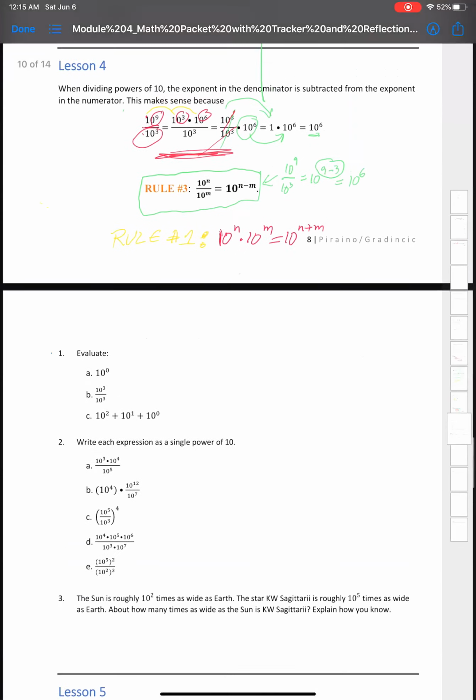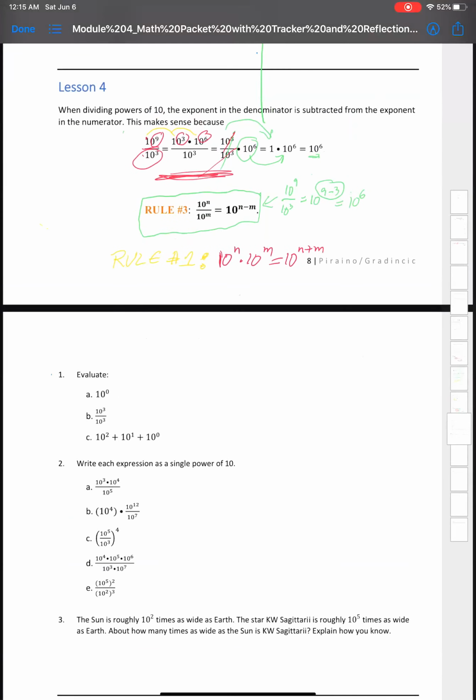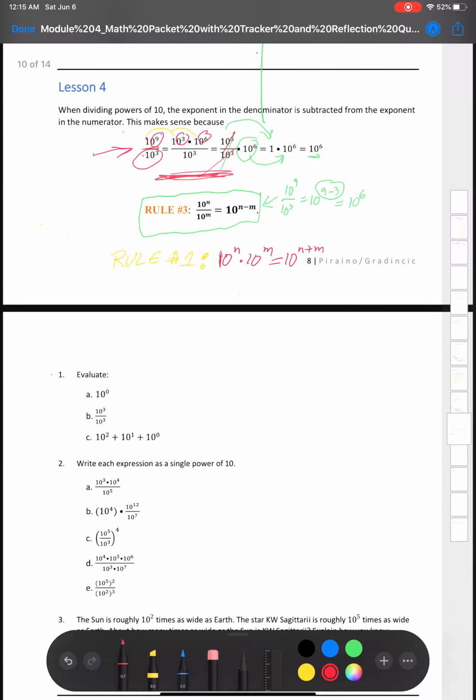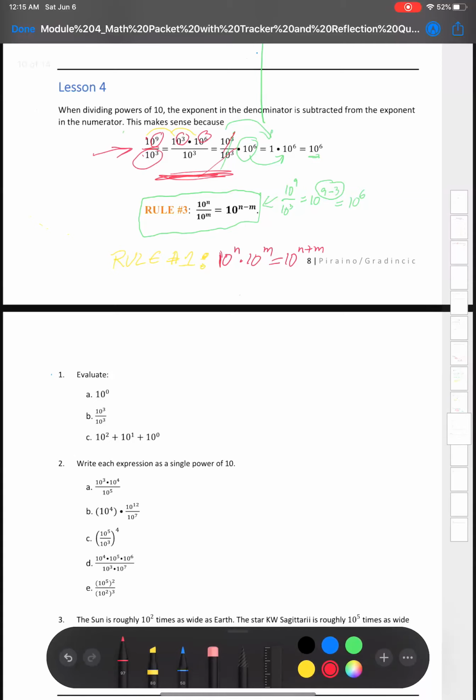So this sample problem is just showing you why rule number 3 totally makes sense. But for the sake of doing your work, this is all you have to remember. And of course with each of these additional lessons, we are always remembering previous rules, right? Because rule number 1 definitely came in handy here.